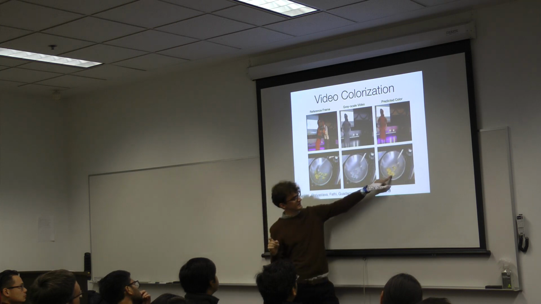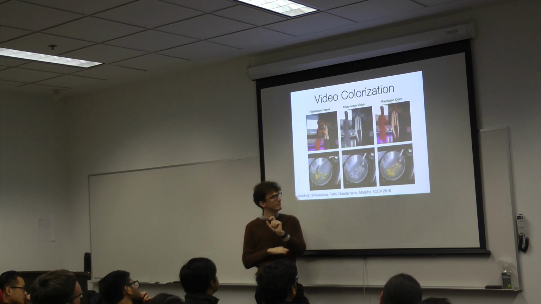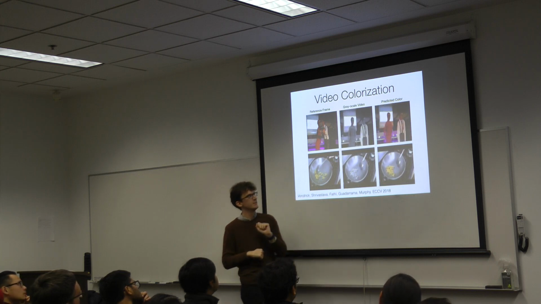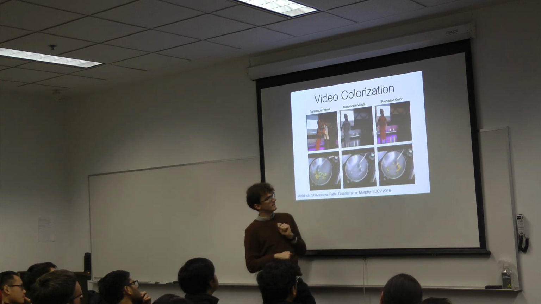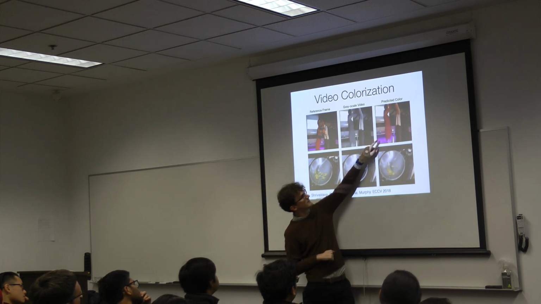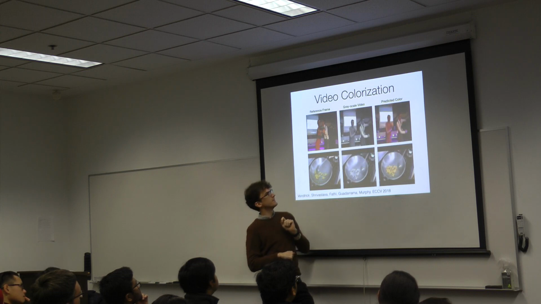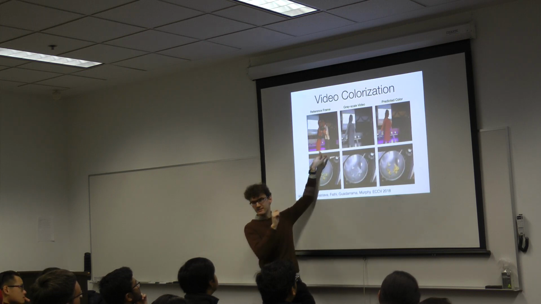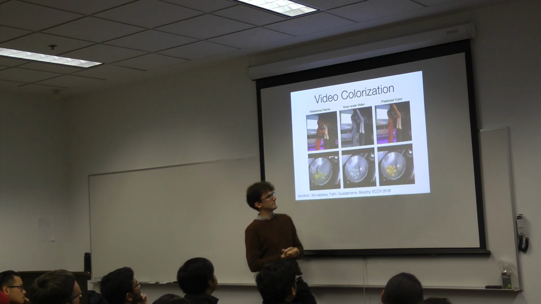So here's the egg example. This would be a case where it's very hard to estimate flow. This is non-rigid motion, and so it actually does a pretty good job at propagating that color there. One failure here is when this person dances, the legs don't get colorized right. And the reason for that is because you don't see the legs in the reference frame, and so this causes a mistake.